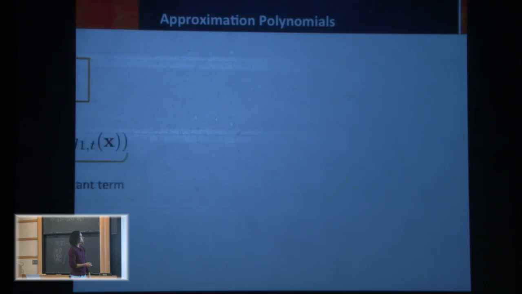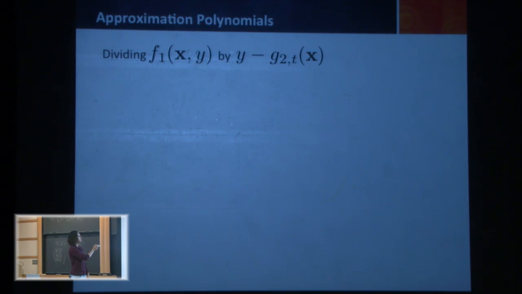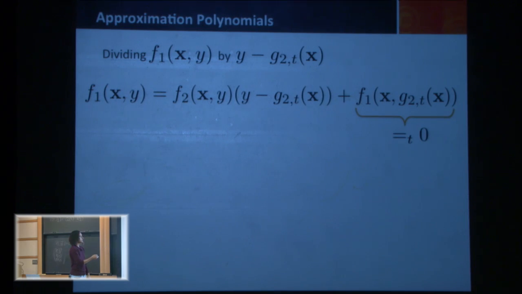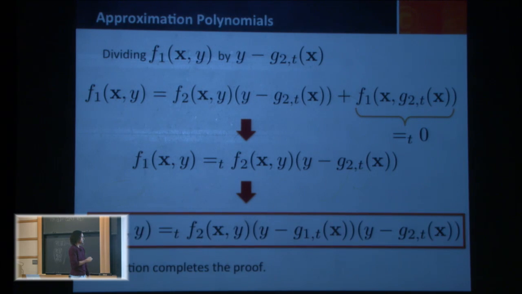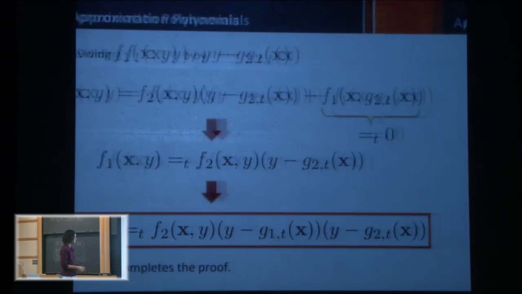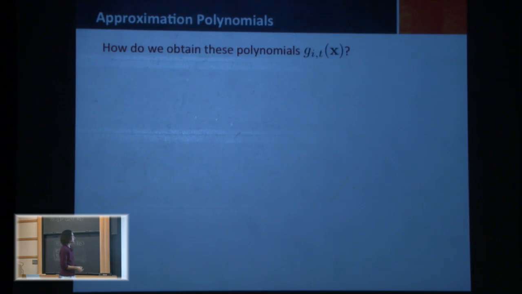So now, if we divide f1 by the second root, by y minus g2, then we get the same thing, equal to 0 mod t. So we have that f1 is equal to some other polynomial f2 times y minus g2 up to degree t, and so on and so forth. So by induction, we can complete the proof. Now, how do we obtain these polynomials gi? Because if you obtain them, then we should be done in this case.